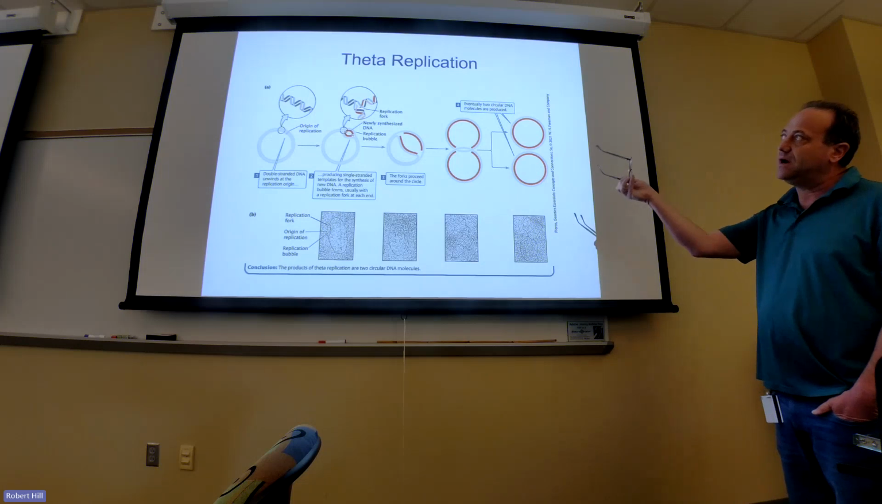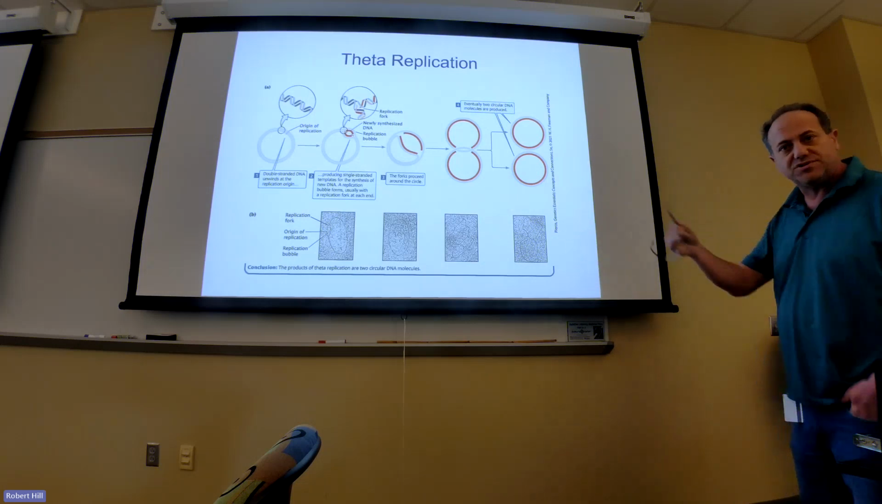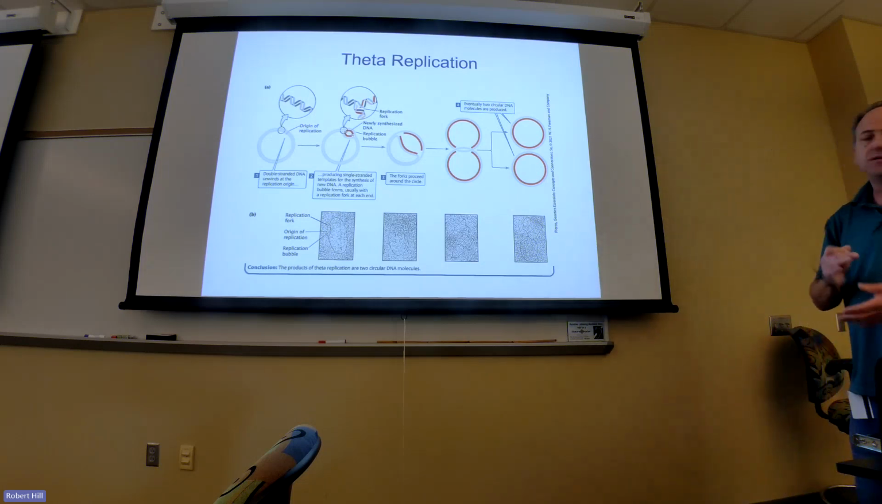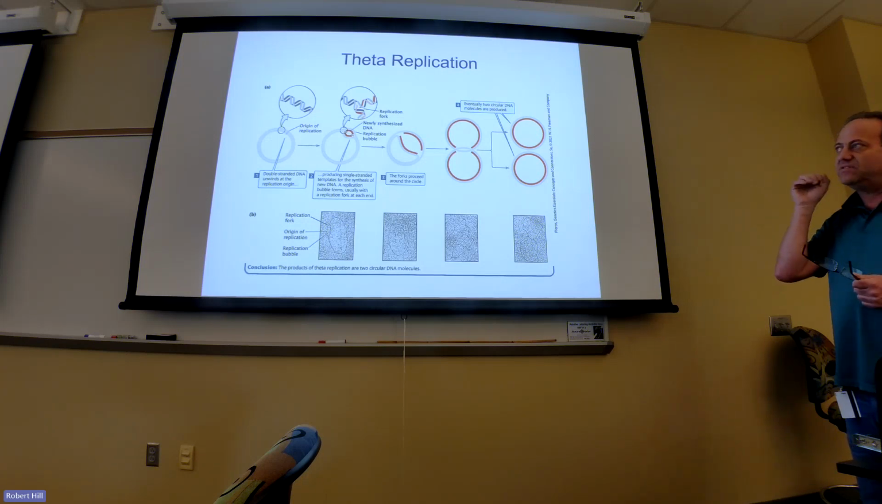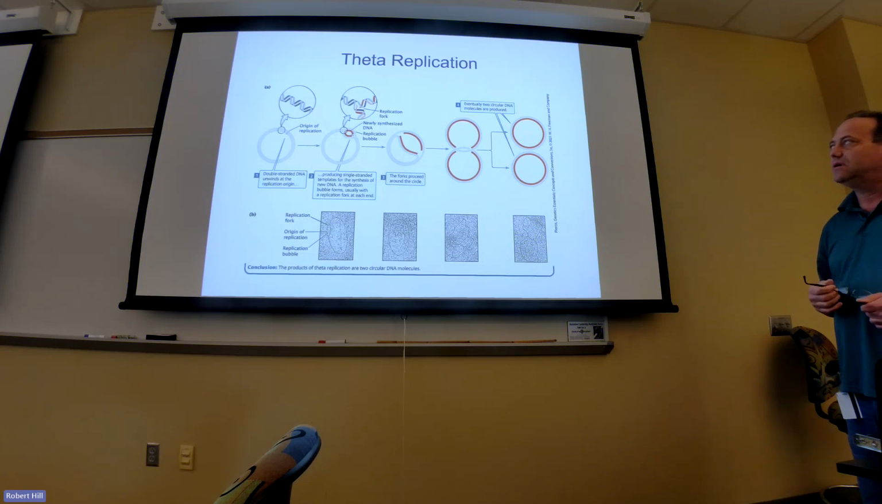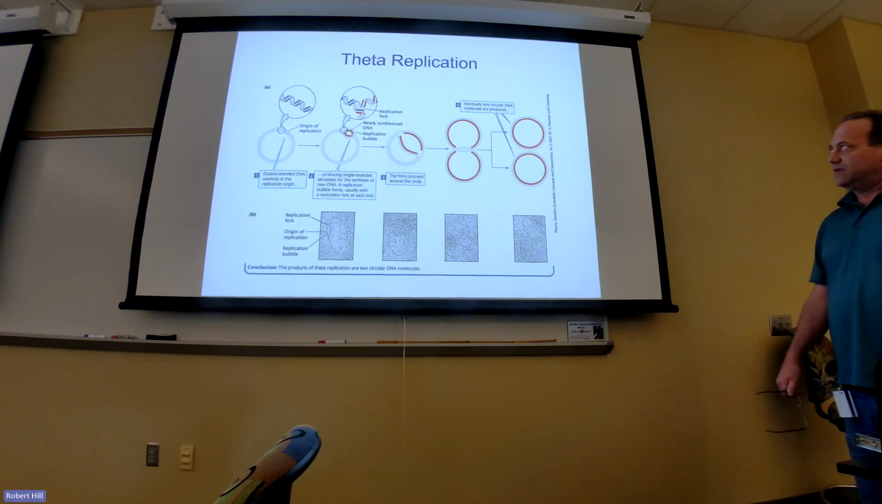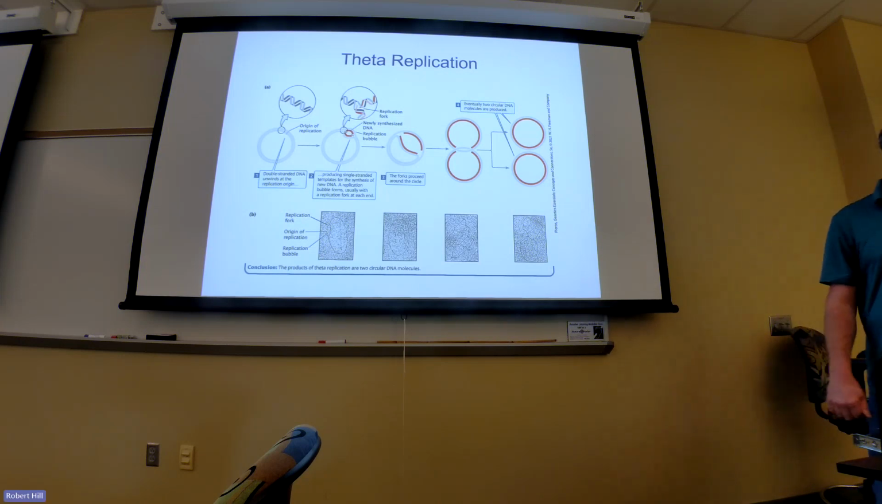So you get a replication fork, which is where the strands separate. Right, so there's a couple steps that occur here. We're going to see there are initiator proteins and DNA helicase involved in unwinding the DNA. And you get 2 circular DNA molecules.